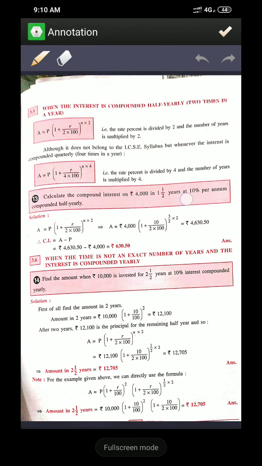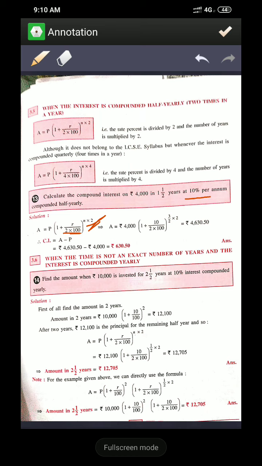If it is 10% per annum and you want it for 6 months, then 10% will not be paid to you, only 5%, because in 1 year there are 12 months. So that's why R is being divided by 2. Why this 2 is here, it is clear to everyone. And now the time will be double, so n into 2. This is the way.